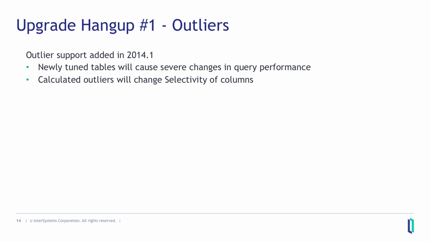So before 14.1, before we added support for outlier selectivity, when you ran tune table... do you guys all know what tune table is? Yeah. I'm going to explain it anyway, just in case someone's being shy. Tune table is something you run that characterizes the data of your table and makes it available to the optimizer. So it's what allows the optimizer to make good decisions.